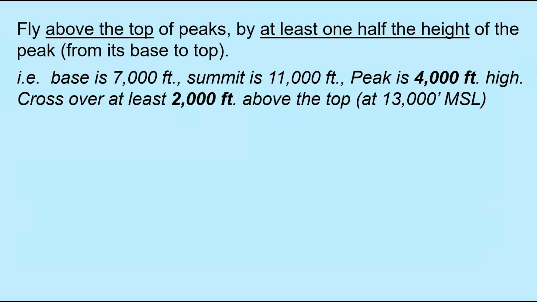If you're going to cross over the peaks, try to be at least half the height of the peak as measured from its base to the top. So if the base in the valley floor is 7,000 feet and the summit is like 11,000, there's a 4,000 foot vertical difference between the base of the peak and the summit. So take half of that and try to stay at least 2,000 feet above the top. So that's a good rule of thumb.